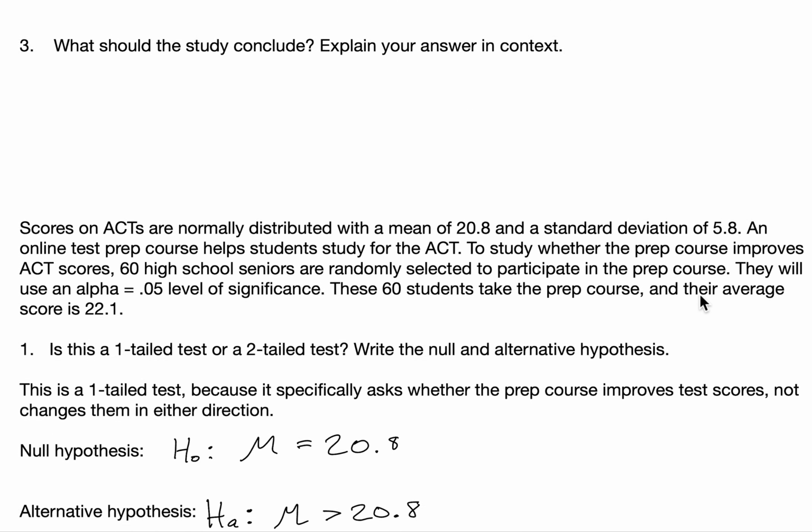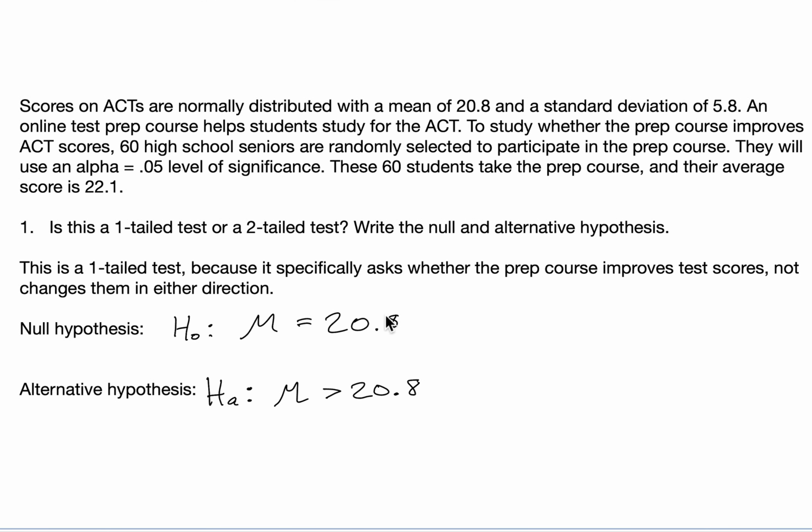Okay, so is this a one-tailed test or a two-tailed test? This is a one-tailed test because it specifically asks whether the prep course improves test scores, not changes them in either direction. So we're not asking, is the mean larger or smaller? We're just asking, is the mean for this group of students who take this prep course larger than the population mean was to begin with? We see that for the sample it is larger, but we're asking, is this statistically significant? Is this enough evidence to show that it will typically be larger, or on average it's larger?